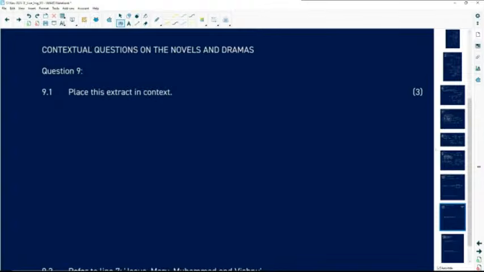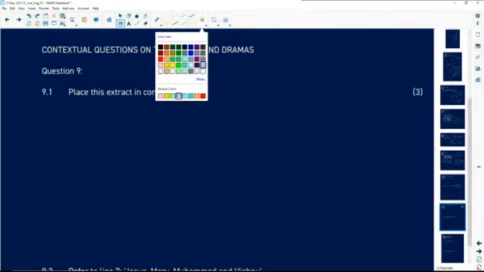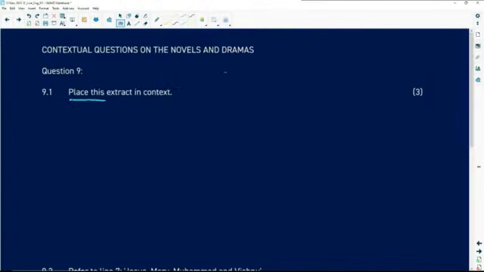Right. If we're looking at other contextual questions, this question comes up all the time. Let's get it right. It's place the extract in context. All the examiner wants is what has just happened.